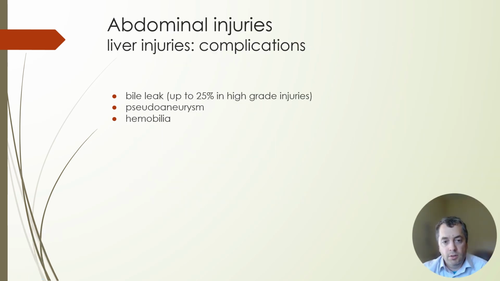Complications are again similar to those seen in adults. Bile leak occurs at rates of 25% in high-grade injuries. Pseudoaneurysm and hemobilia can all be seen. Although we don't generally perform follow-up imaging for those unless they present with symptoms.